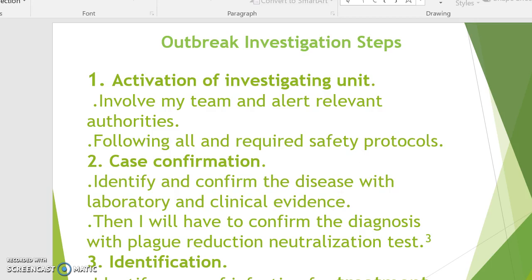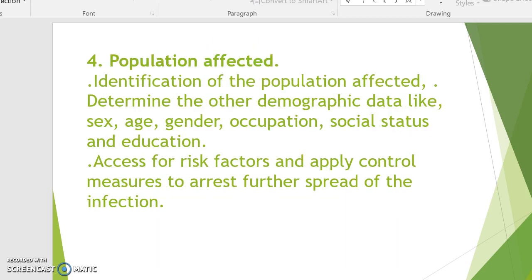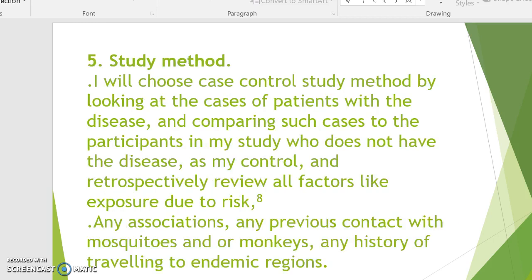Identify the population affected. Determine other demographics like age, sex, gender, occupation, social status, and education. Assess for risk factors and apply control measures to arrest further spread of the infection.